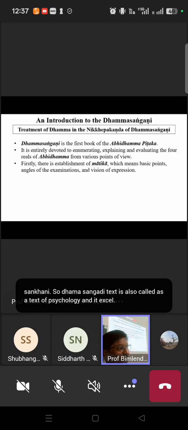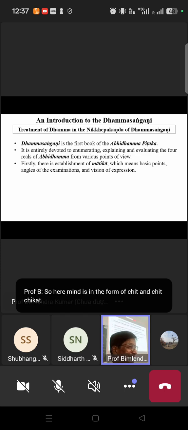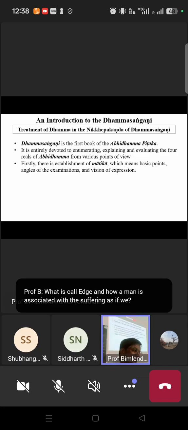So the Dhammasaṅgaṇi text is also called a text of psychology and ethics. Dhammasaṅgaṇi discusses the mind, that is the Chitta and Chetasika, which have been discussed in the first chapter, and it also discusses how man is a human personality. Chitta, Chetasika and Rupa have been discussed in the second chapter, and how a man is associated with suffering.